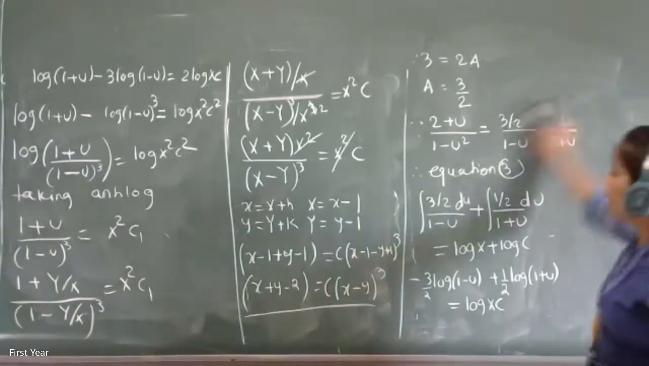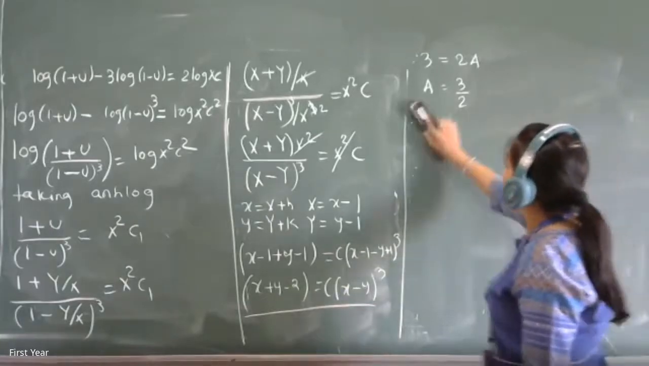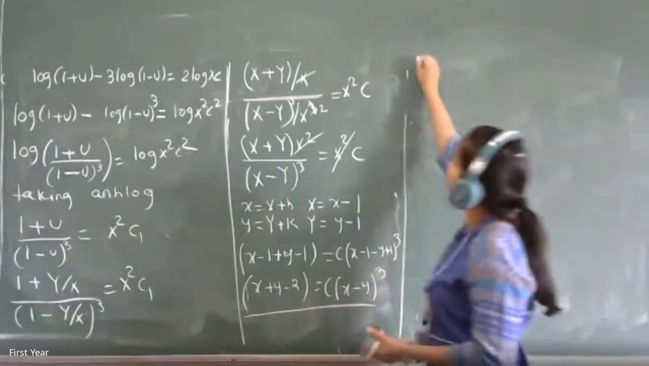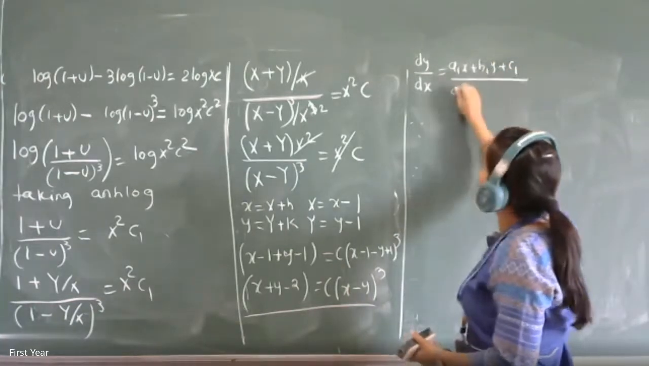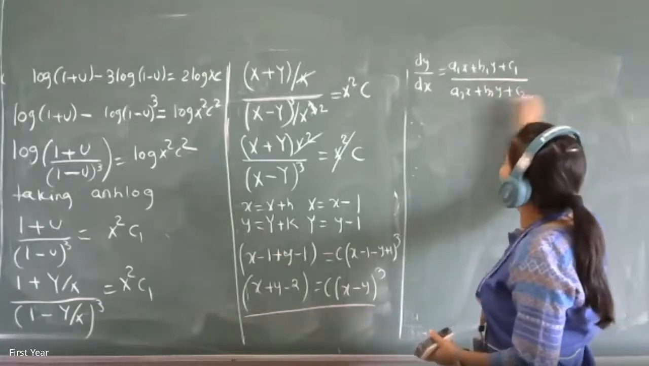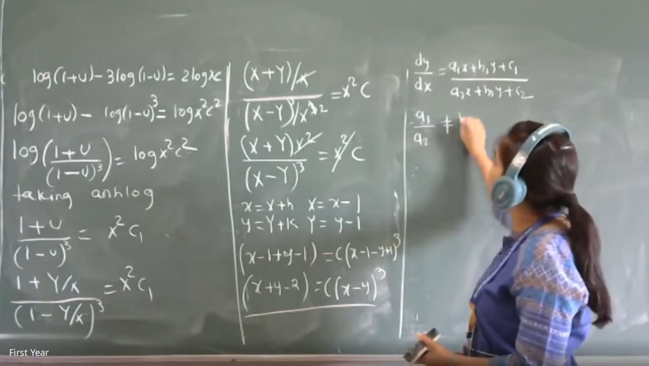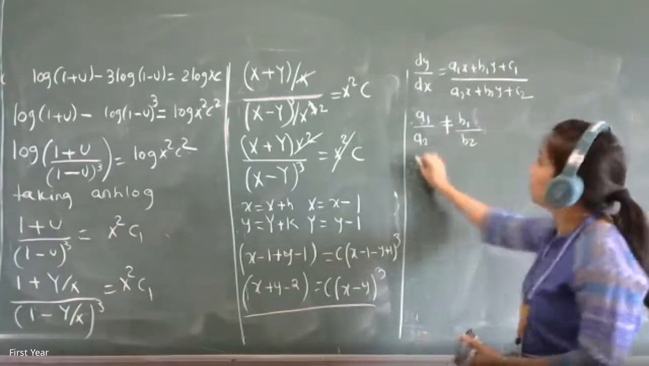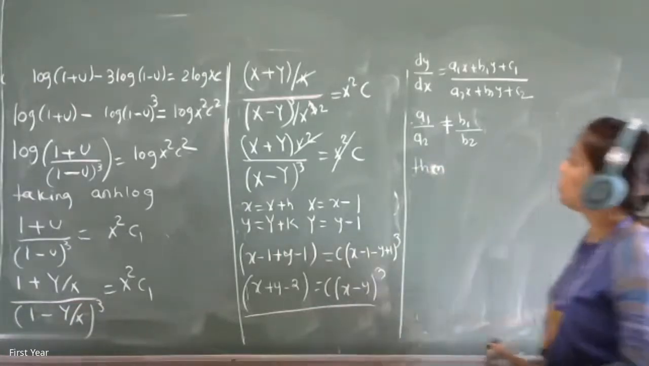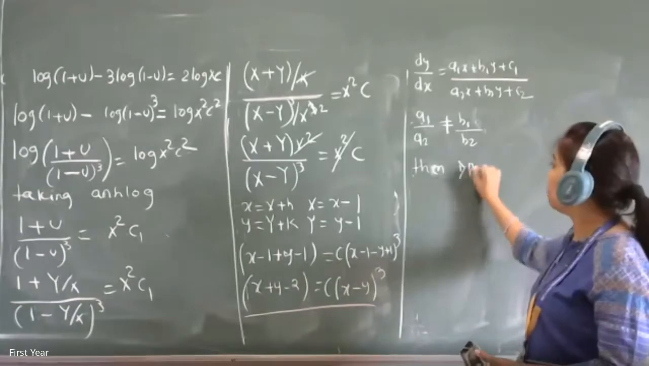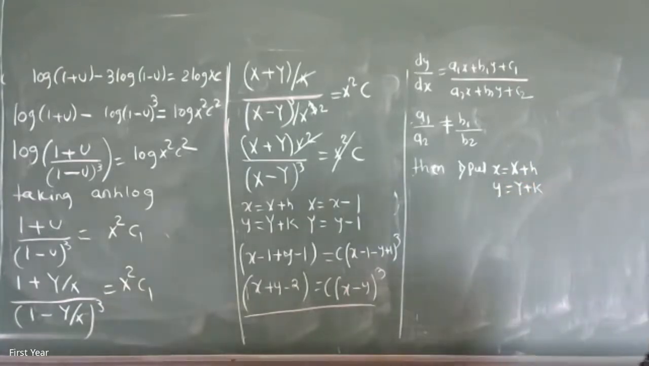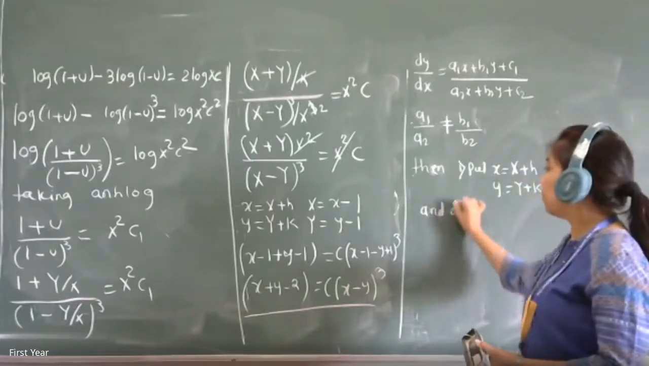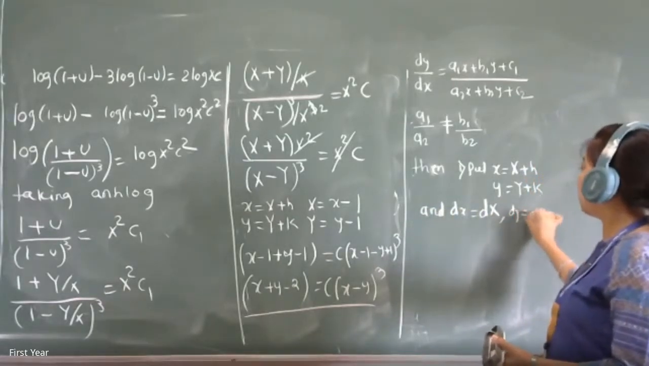If dy by dx is equal to (a1x plus b1y plus c1) upon (a2x plus b2y plus c2), such that a1 by a2 is not equal to b1 by b2, then put small x is equal to capital X plus h, small y is equal to capital Y plus k, and dx is equal to capital dX, dy is equal to capital dY.